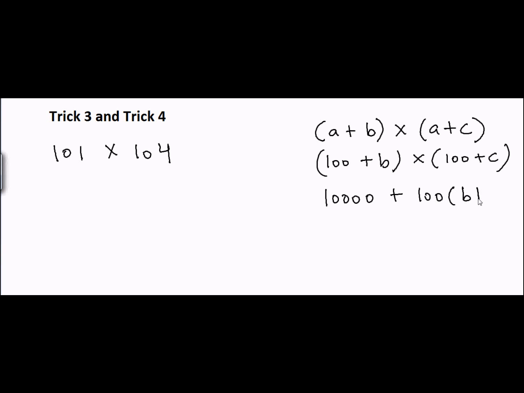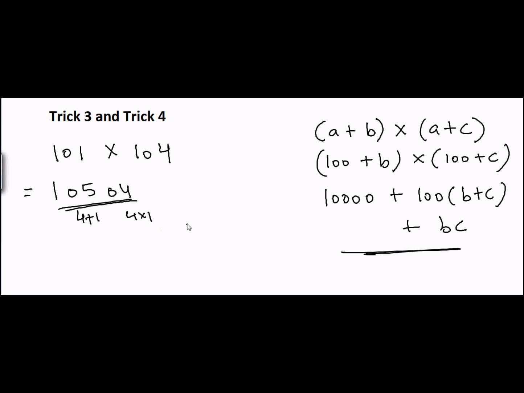Here it's very easy. When you have to multiply these two numbers, I say 1, and then 4 plus 1 is equal to 5, so 05, and 4 into 1 is equal to 04. So the answer is 10504. I don't have to do all this calculation if I can remember how I did this, and if I can remember this in my mind.